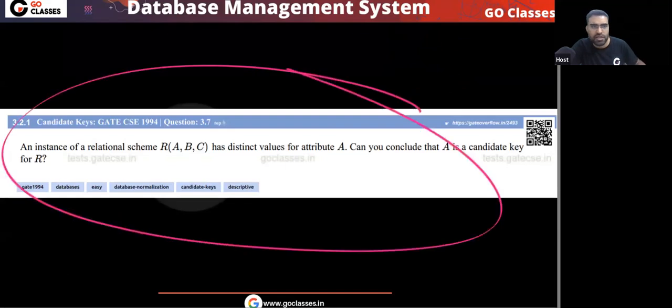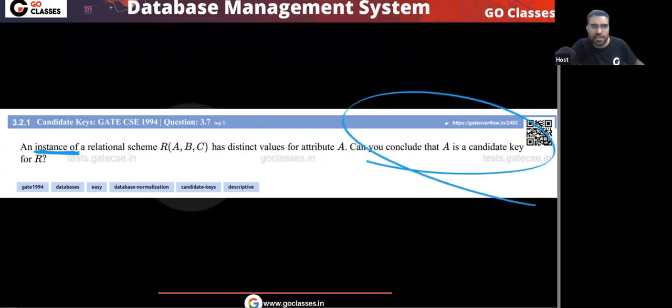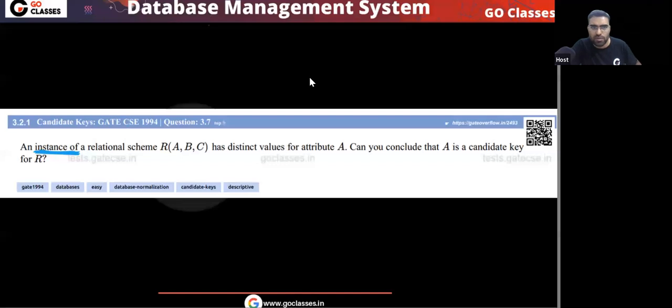This question also you can try yourself. This is a GATE 1994 question. An instance of a relation scheme has distinct values for A. Then can you conclude that A is a candidate key? No. From the instance, we cannot conclude. Yes or no? Very simple. So this is your question.